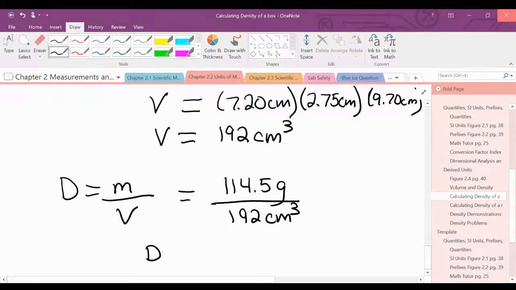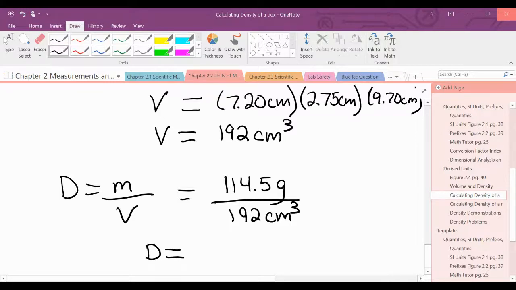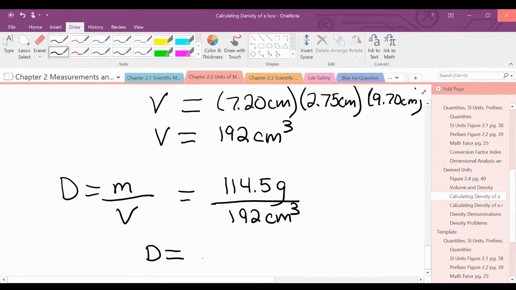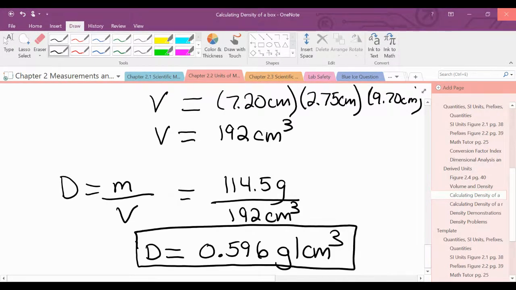So density equals, I take 114.5 divided by 192, and I get 0.596 grams per centimeter cubed. It is important that you have those units there. If you just put the number, I don't know what you're talking about.